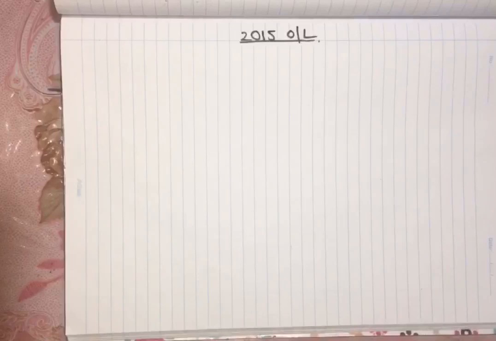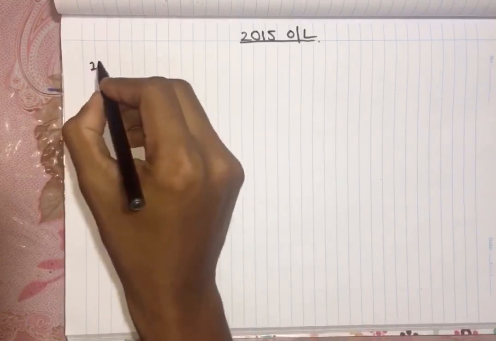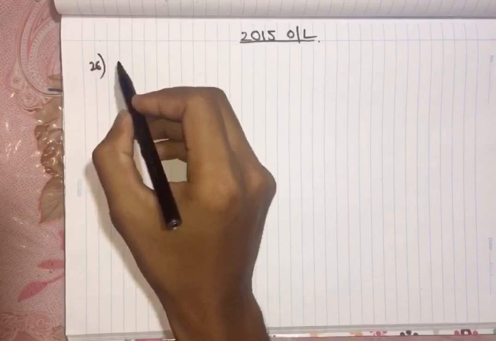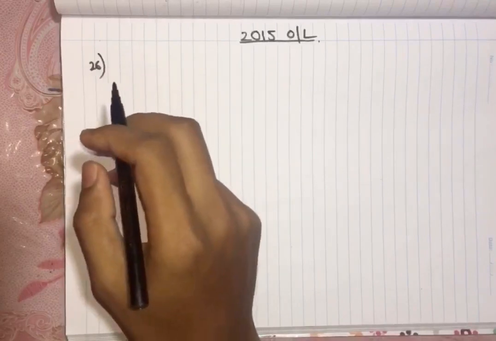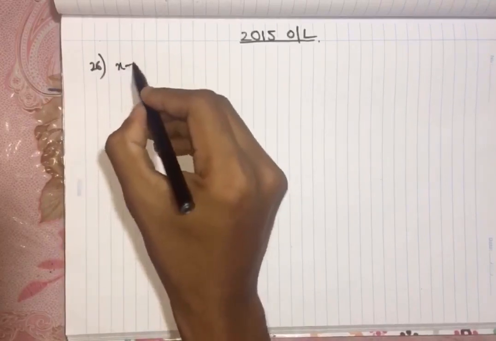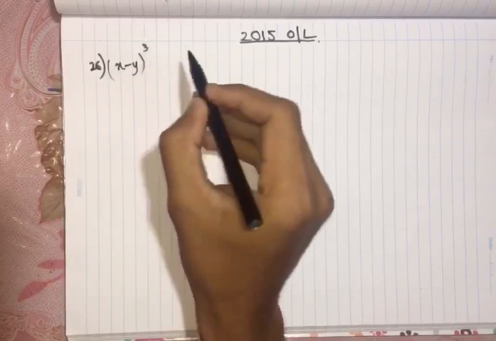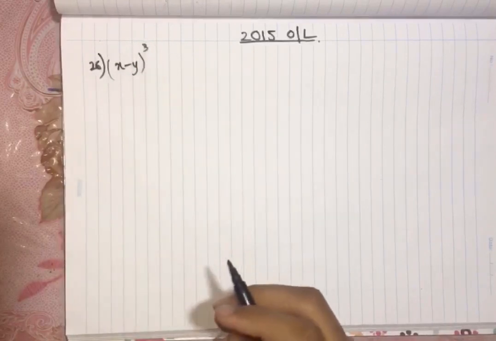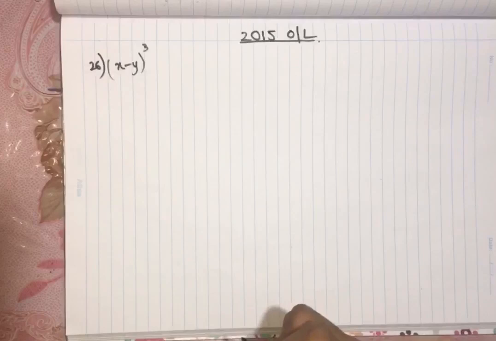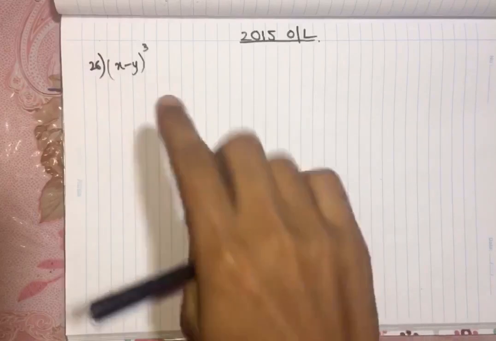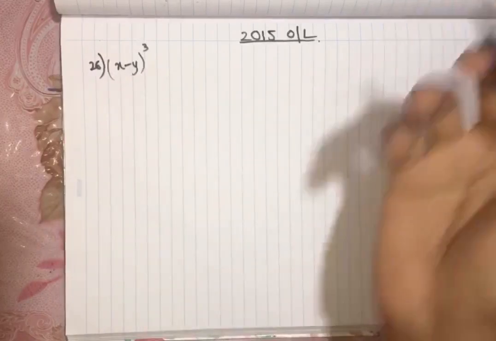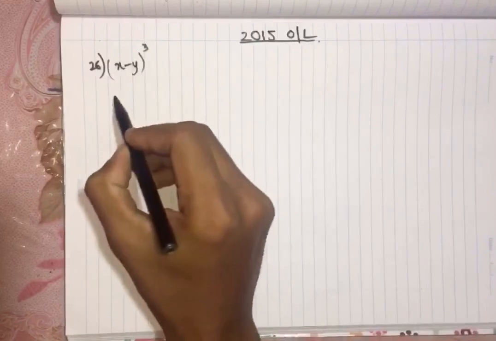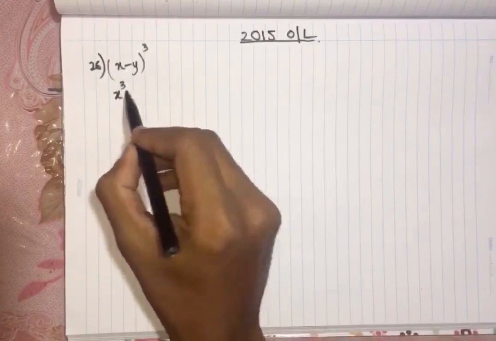Okay, the 26th question, they have given you an expansion. Considering the expansion of (x minus y) cubed, you should know this expansion. Okay, and they have given you a full expansion. You have to find the value using this. Okay, this is the way.